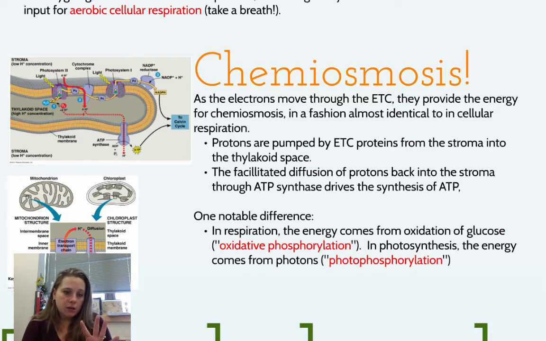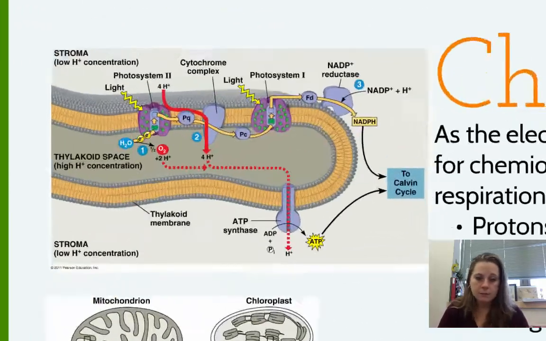So, a notable difference in terms of ATP production in a chloroplast versus mitochondria. In respiration, the energy comes from the oxidation of glucose. In photosynthesis, it comes from photophosphorylation. So the energy is coming from the light in the case of a chloroplast, and from glucose in mitochondria. Just a little aside.